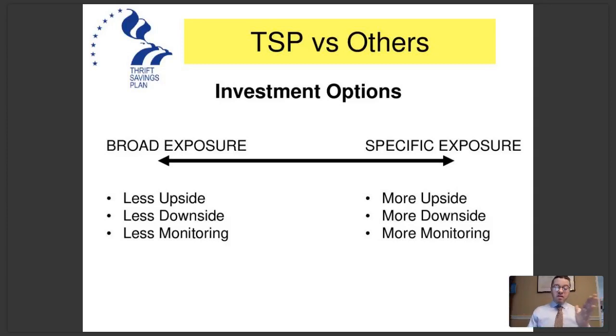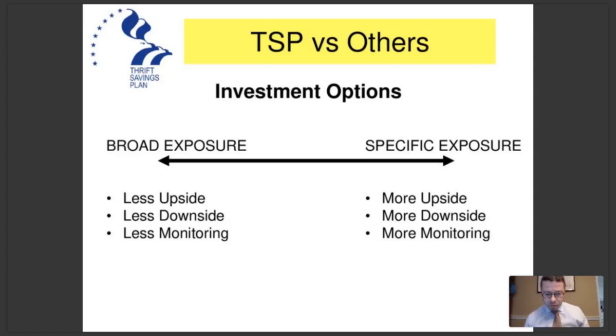And when you move from one side of this continuum to the other, what you're going to see is that when you're doing the broad exposure, you have less of things. And when you do specific exposure, you have more things, which is very funny because when you have broad exposure, you have more investment options. You're exposed to the broad, so that means you're exposed to a lot more, but it comes along with a reduction in many things. As opposed to specific, it increases many things.